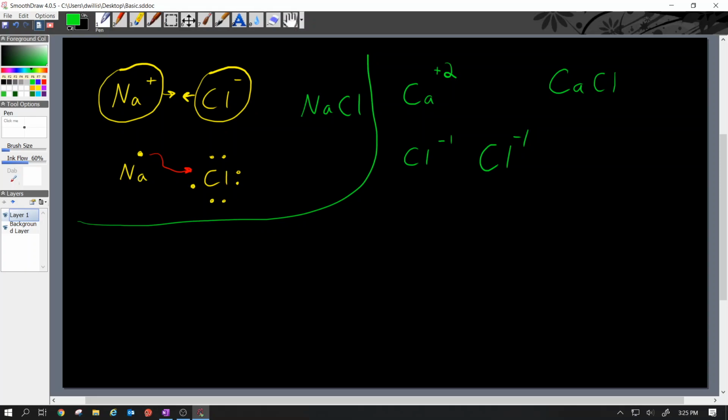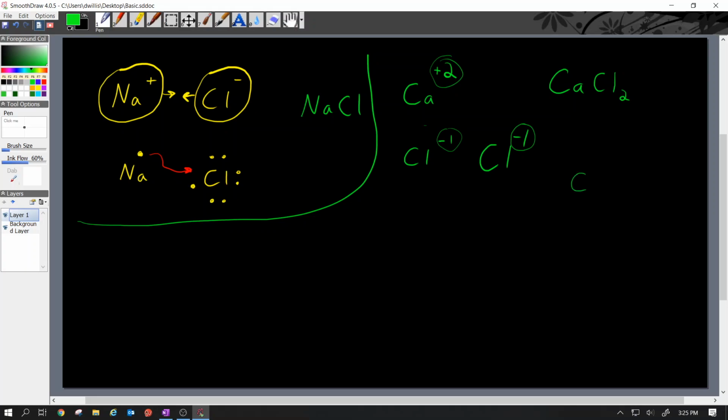Ooh, except how many calciums did we need? 2. Whoops, it has a +2 charge, but I only needed, just count the ones that are up here. 1. All right. Oh, but we don't put that 1 on there. How many chlorines did we need? 2. And so it's CaCl2, calcium chloride. But that's the reason that we have to have 2, is so that this -1 and this -1 will account for and match up with that +2.